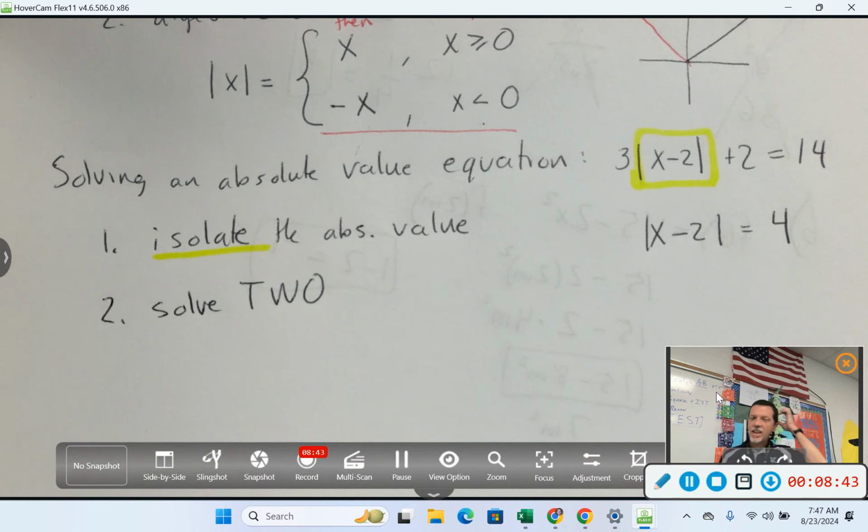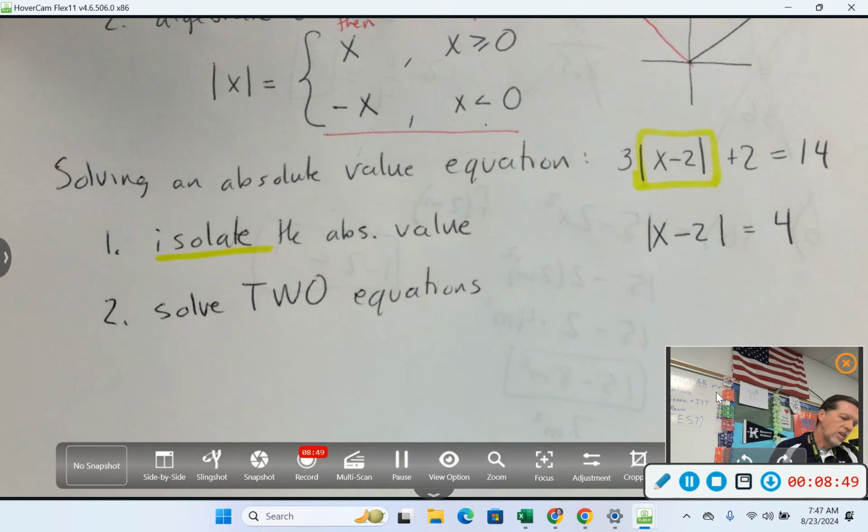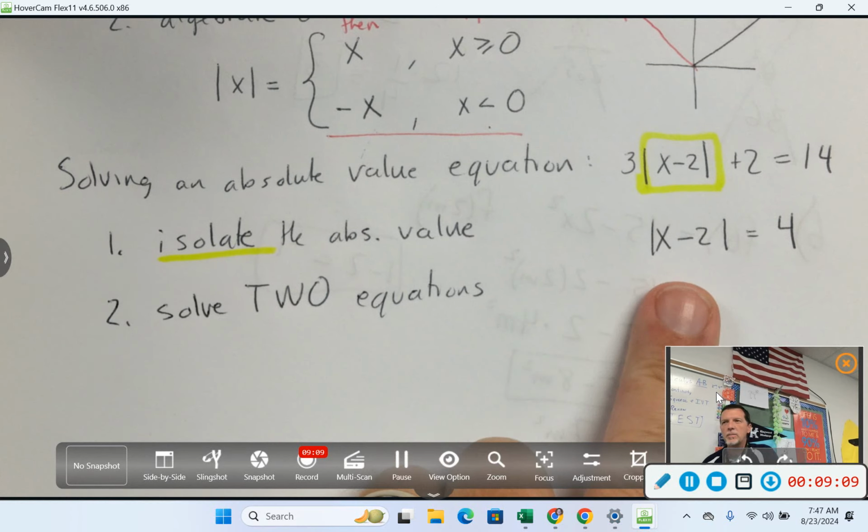The next step is where we're going to split it up. You're going to solve 2 equations. You're going to set, let's see how to phrase this the best. Well, think about what we did earlier when it was a simple one. It was x was either 32 or negative 32. So what do you think that means for this problem?